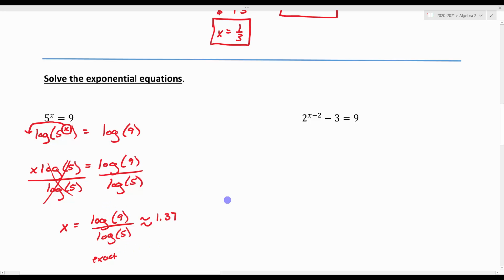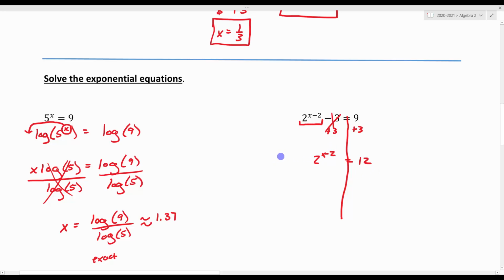So now let's try that same process, but with a slightly more difficult equation. All right, so notice here that we have an exponential part just like we did over here, but I want to isolate the exponential, right? In other words, I want to isolate this 2 to the x minus 2, which means I want to move this minus 3 to the other side. So I'm going to draw my line just separating the two sides, and then I'm going to add 3 to both sides. That way the 3's cancel. And now I have 2 to the x minus 2 equals 12.